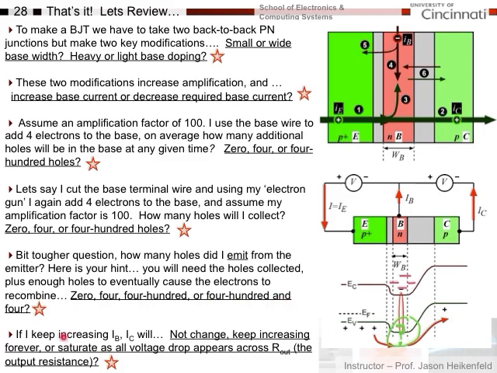Last question. If I keep increasing my base current here, larger and larger base current, my collector current will either not change, keep increasing forever, or saturate as all the voltage drops across the output resistance. You should be able to answer that one as well.